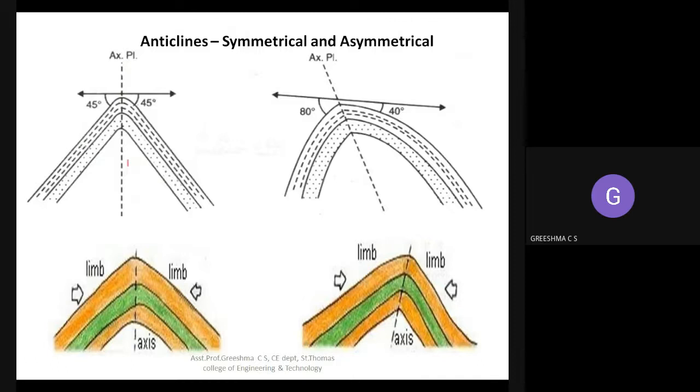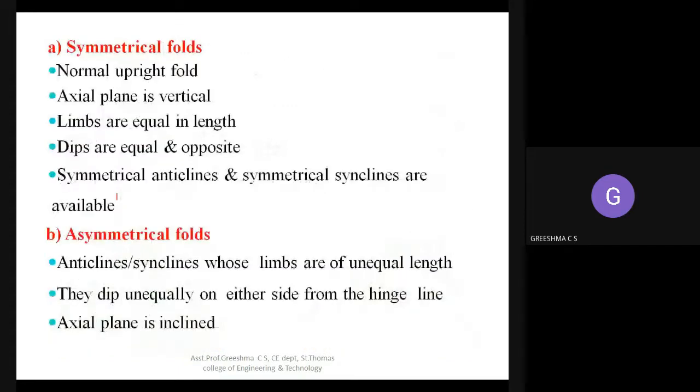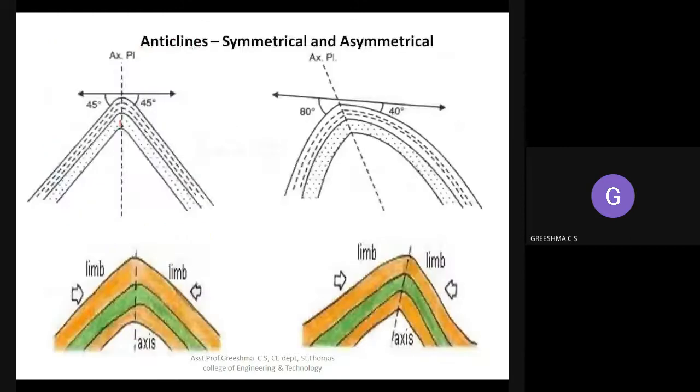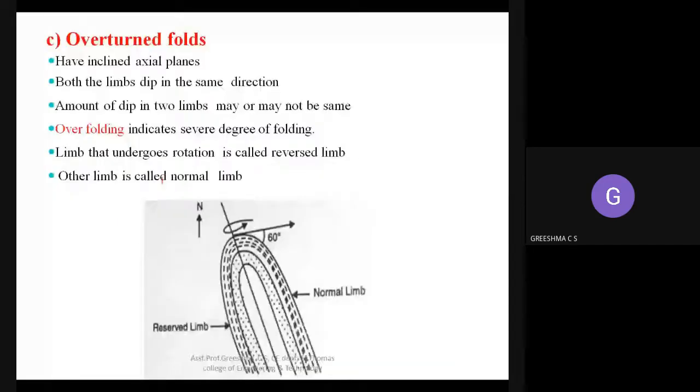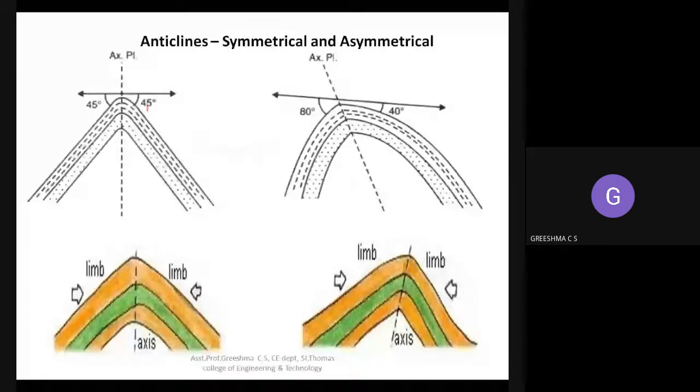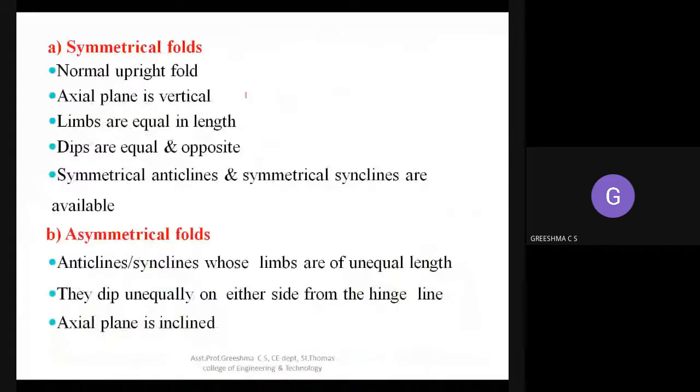We know the exact meaning of symmetrical. You have studied about symmetry in geometry and mechanics. Symmetrical means dividing an object into equal parts. When a plane divides an object into equal parts, that is a symmetrical plane. So here it passes exactly through the hinge portion. These are the two limbs. Both the limbs will be equal, the dips will be equal, and it creates symmetrical anticlines and synclines. You might have seen these.